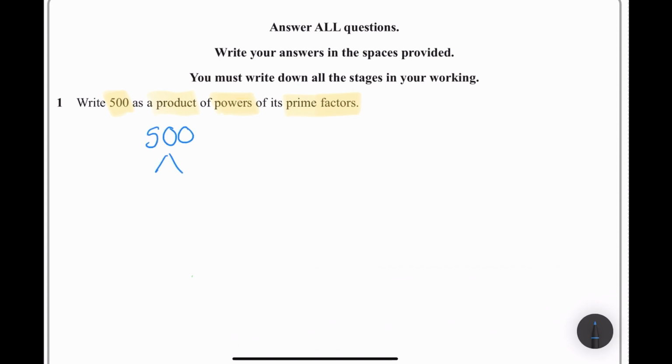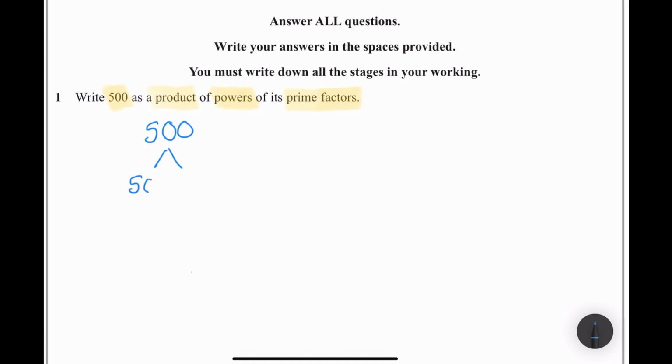I like drawing a tree. Think of two numbers that multiply to get me 500. So that's going to get me 50 and 10. Is 50 prime? No. So I'm going to keep splitting that up into some products. How am I going to get to 50? Well, I can get that doing 5 times 10.